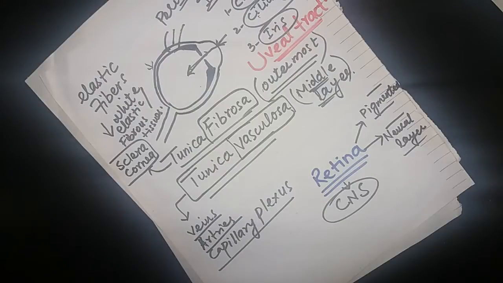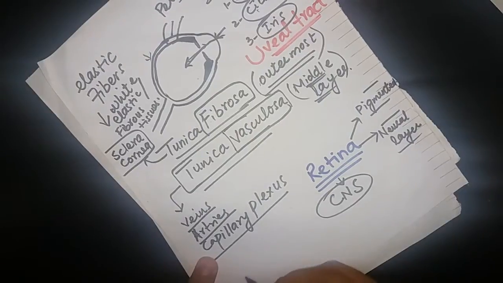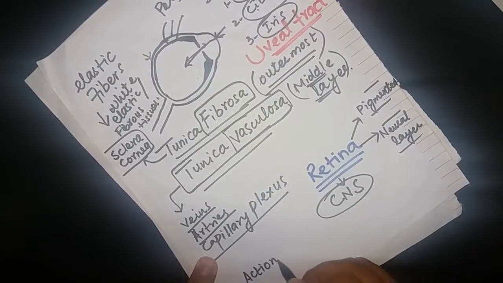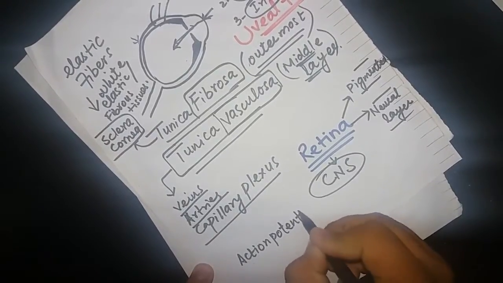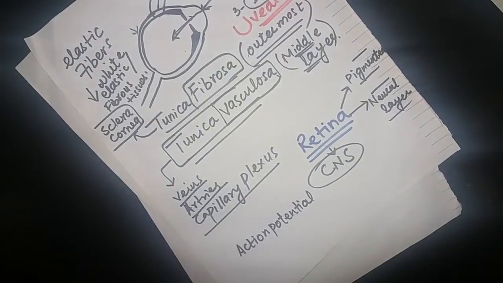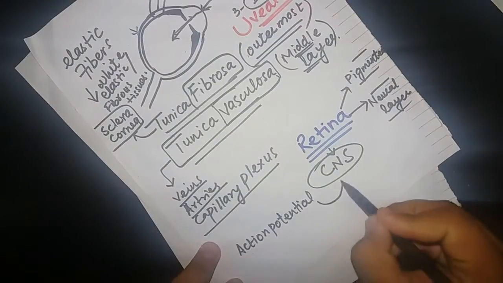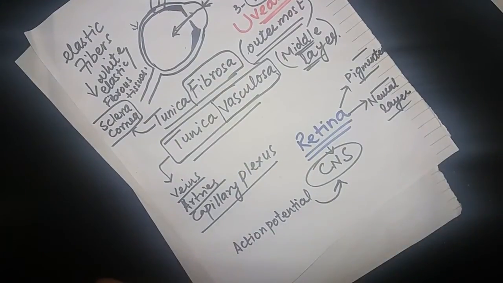So the light is not reflected or refracted by the retina, it is basically absorbed by the rods and cones, and they act like a transducer. They convert the electromagnetic energy into the electrochemical energy of action potential, and this action potential is now conveyed to the central nervous system, which accepts it as a picture or image.